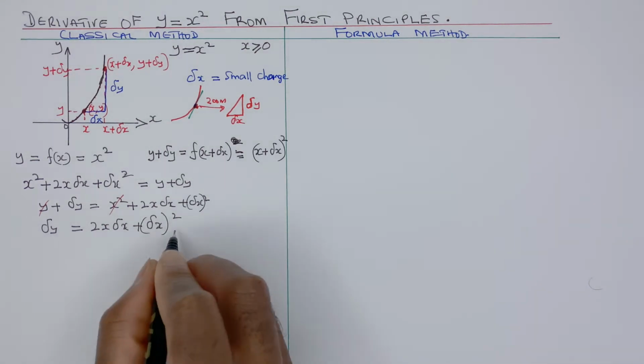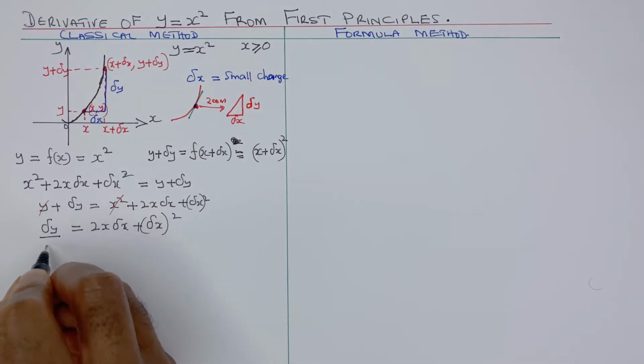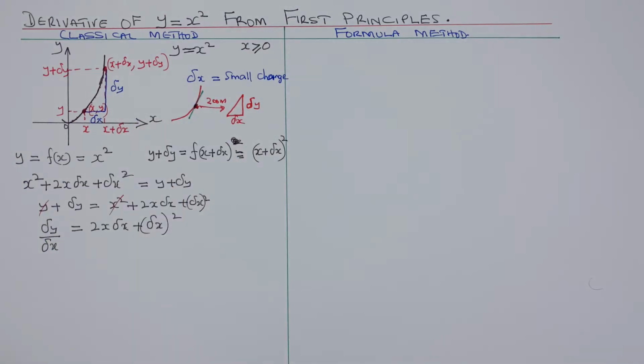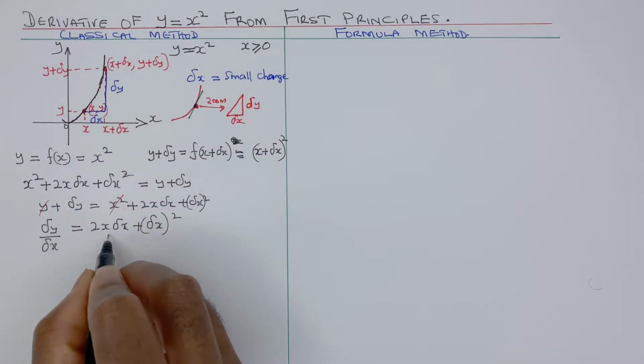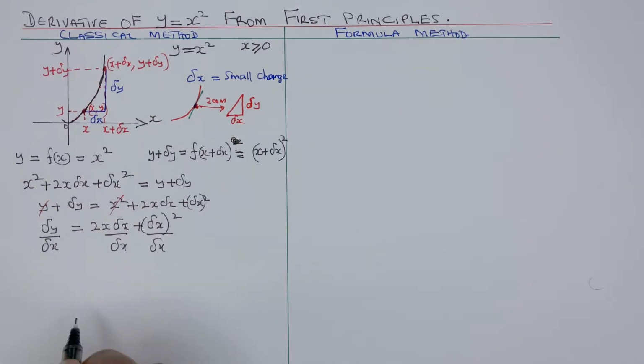We now need to divide both sides by delta x, because we want delta y over delta x. That's what we want. This is our journey. That's where we're going. So we have to divide that by delta x, and divide that by delta x.